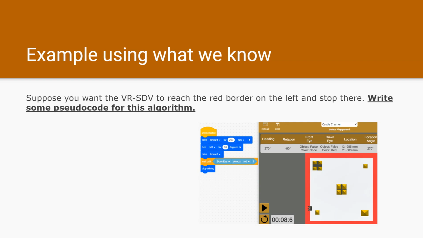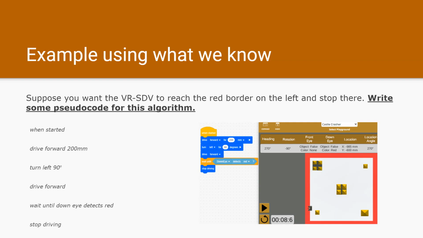Example, using what we know. Suppose you want the VRSDV to reach the red border on the left and stop there. We did that in lesson 1. I already showed you how to do that. But I didn't say how to write the pseudocode, so think about it. What would the pseudocode be?